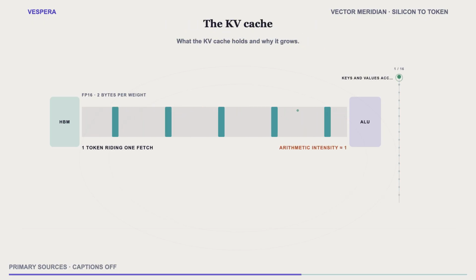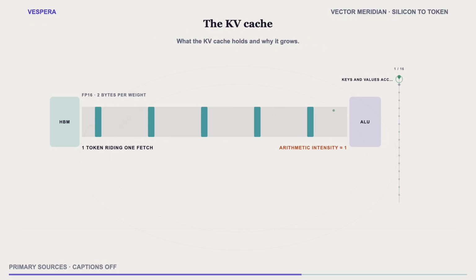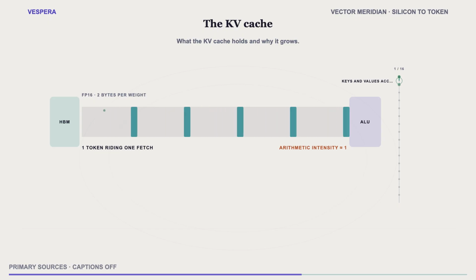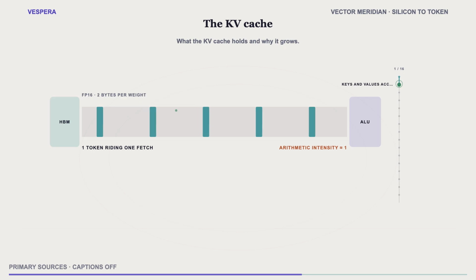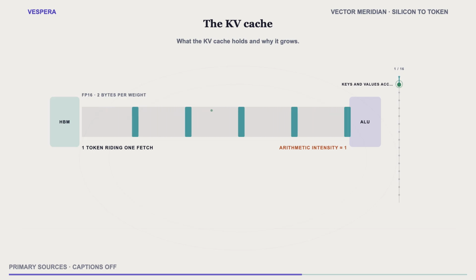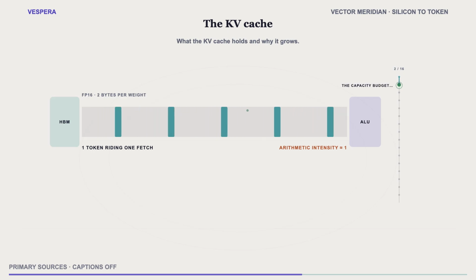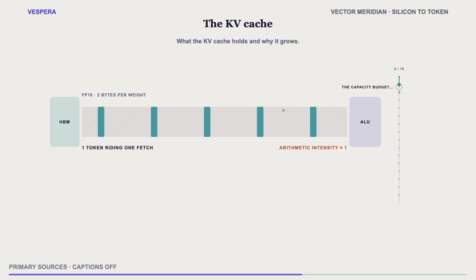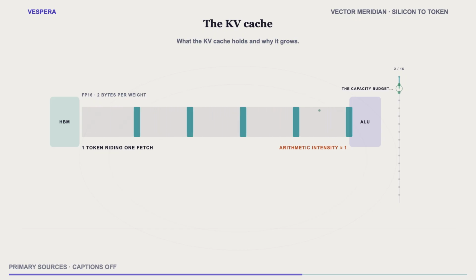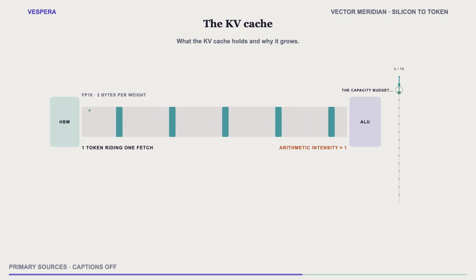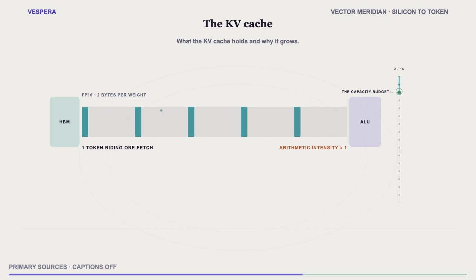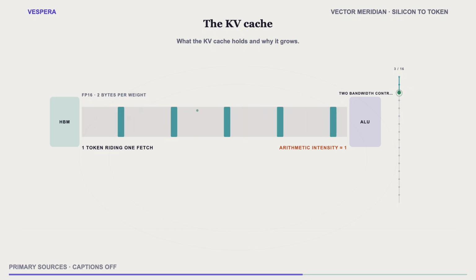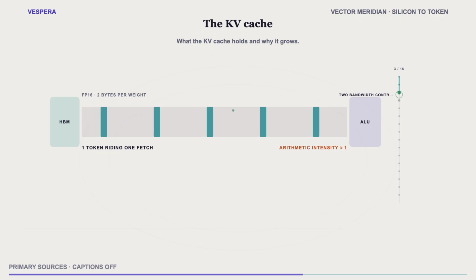Before we optimize decode, we need to understand the one piece of state that makes it possible, because it is also the thing that makes serving hard. When the model generates token n plus 1, attention needs to look back at every previous token. Naively, you would rerun the whole sequence every time, recompute the keys and values for all n previous tokens, then attend. That would be catastrophic. Generating 1,000 tokens would mean 1,000 forward passes over an ever-growing sequence, quadratic total work.